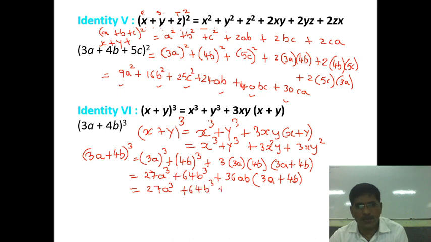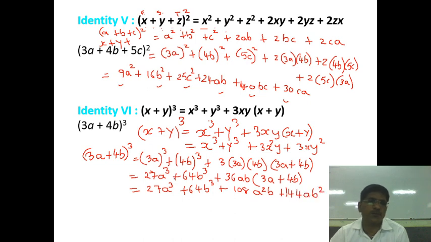Now here 36 3s are 108, a square b. Now 36 4s are 144, ab square. So the most important formula, anyhow you have to write first and then show me in the classroom work. Mostly I check your classroom work.